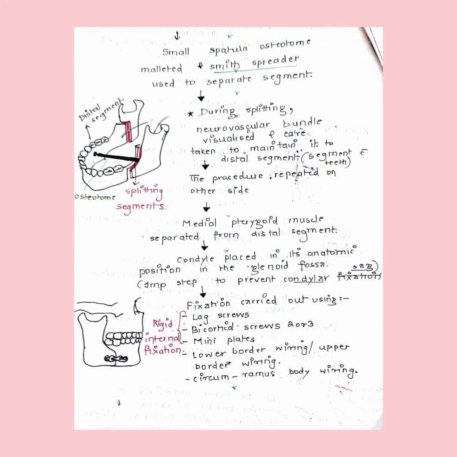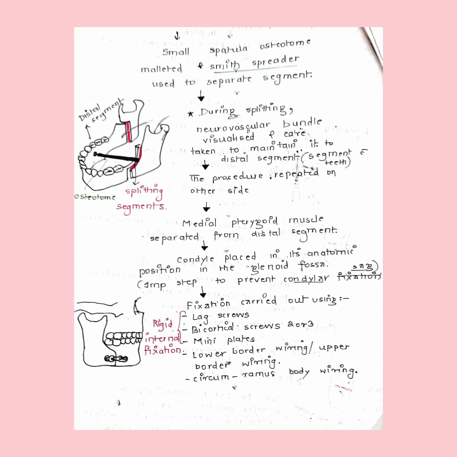Then a spatula osteotome is malleted and a Smith spreader is used to separate these segments, but you have to be extremely cautious with the Smith spreader. During the splitting, the neurovascular bundle should be visualized and care taken to maintain it in the distal segment, the segment which has teeth, the dentulous area. Then this procedure is repeated on the other side, as this is a bilateral surgery. The medial pterygoid muscle is separated from the distal segments, and the condyle is placed in its anatomic position in the glenoid fossa. This is very important, and should be done before fixation to prevent condylar sag.